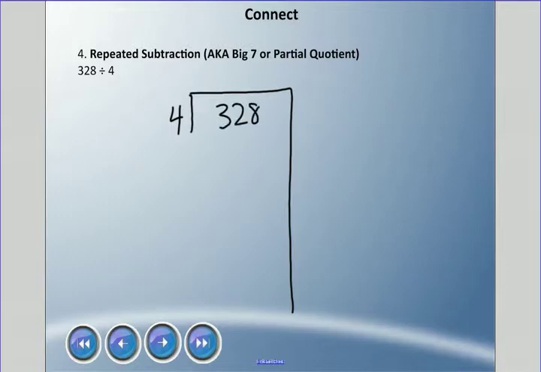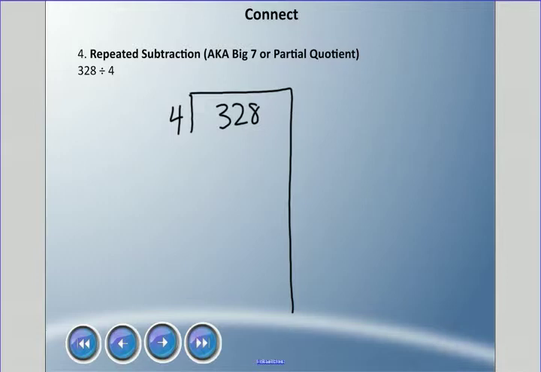Now, the key to repeated subtraction is knowing your multiples of 10. If you know your multiples of 10, we did that in a previous lesson. If you don't know what I'm talking about, go back a few lessons and you should find out how to multiply by 10 really well, or anything with a 0.